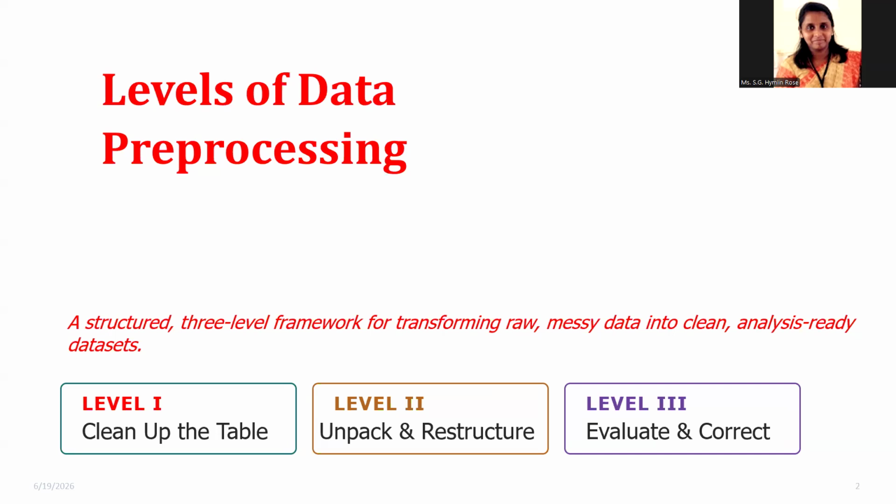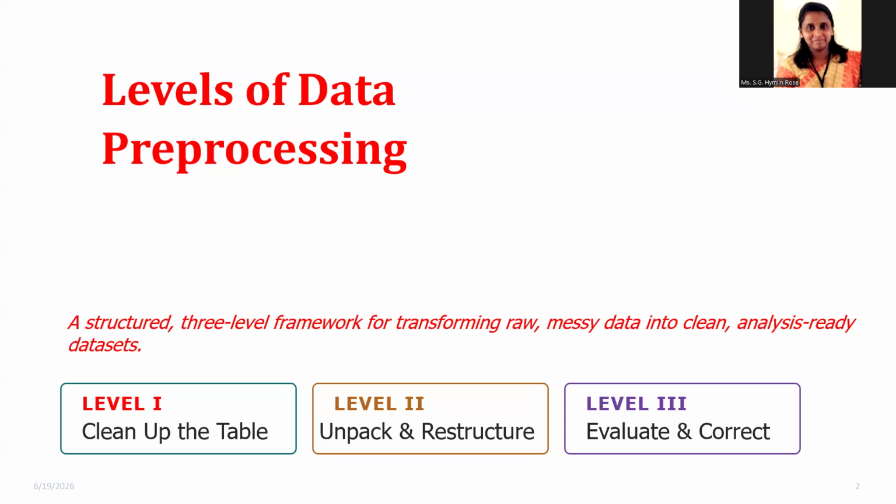So data pre-processing is a set of techniques used to detect and correct these problems before any meaningful analysis begins. We categorize it into three levels, a structured three-level framework for transforming raw, messy data into clean, analysis-ready data sets. The first level is clean up the table. The second level is unpack and restructure. The third level is evaluate and correct.